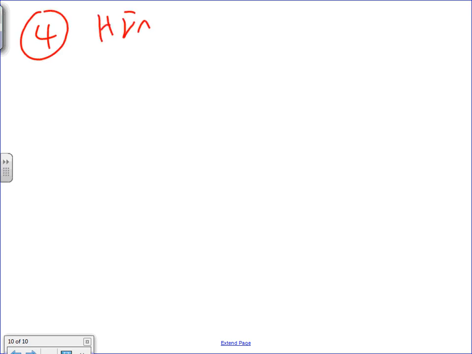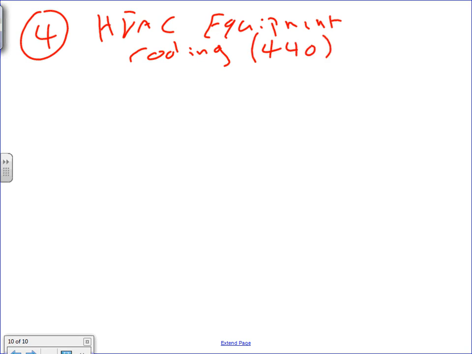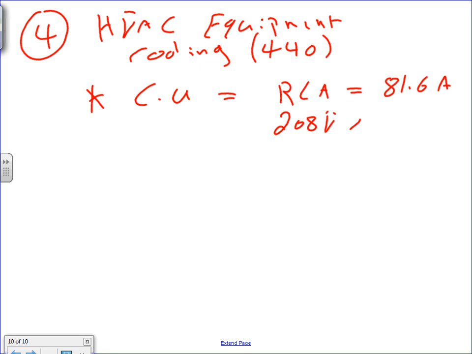HVAC equipment, mainly cooling. Heating is easy. And this will be Article 440, the one that has a compressor. I'm going to use the example that we have, guys, and have a branch circuit for it. The example that we have is a chiller, a condensing unit. So here's my example. I have a condensing unit given to me, and based on the spec that we got from the engineer, I have a rated load amp of 81.6 amps, a voltage of 208 volt, and a three-phase system.